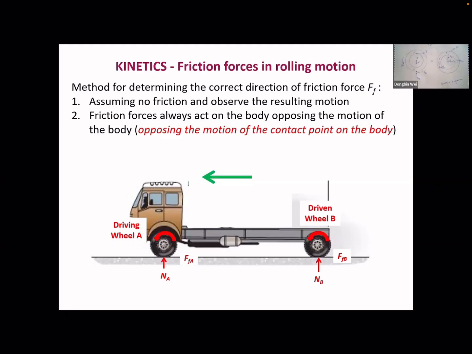Then the contact point in this wheel, the moving direction will be to the right side, okay? Because this rotation is a counterclockwise rotation. So the friction force direction should be opposite. Then its direction should be to the left side. Any questions?